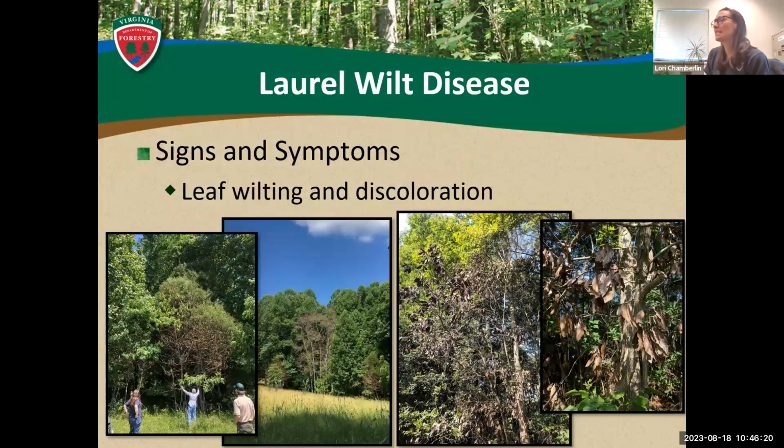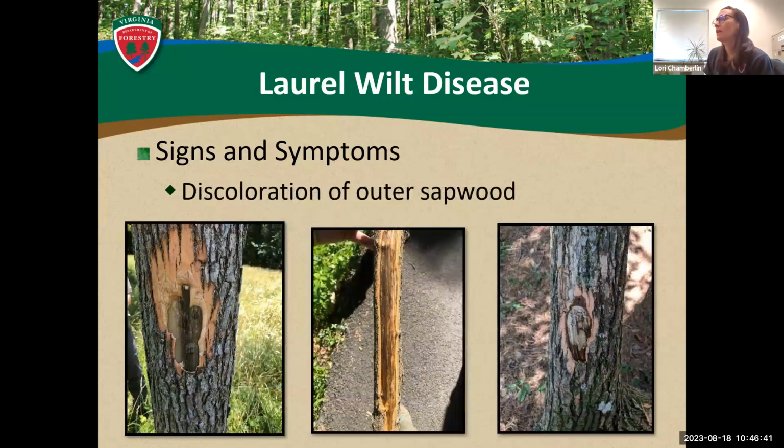So here are some signs and symptoms of laurel wilt disease. The first thing we look for is leaf wilting and discoloration. These photos on the right are of red bay. You can see the browning and wilting of the leaves on red bay. And then the photos on the left are of sassafras. You can see the dead sassafras trees here. We also look for discoloration of the outer sapwood. If you're able to peel the bark off of an infected tree, you'll be able to see this streaking just underneath the bark.